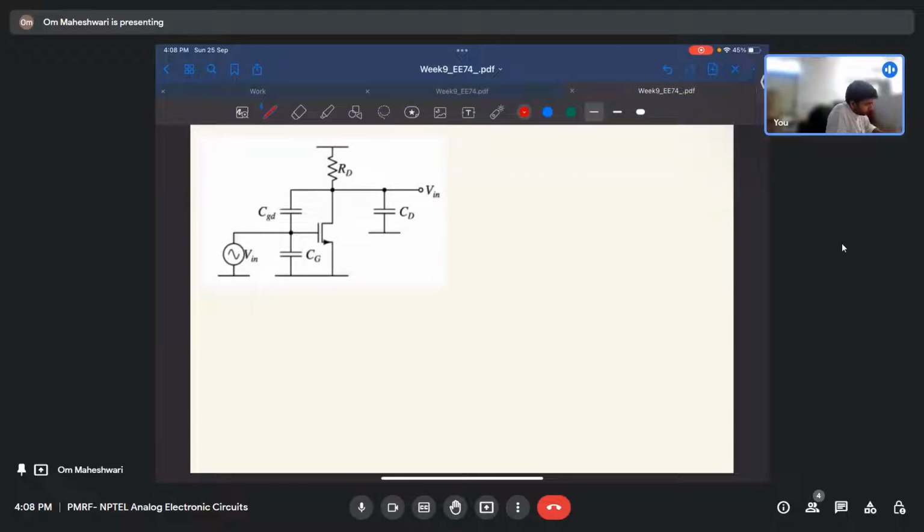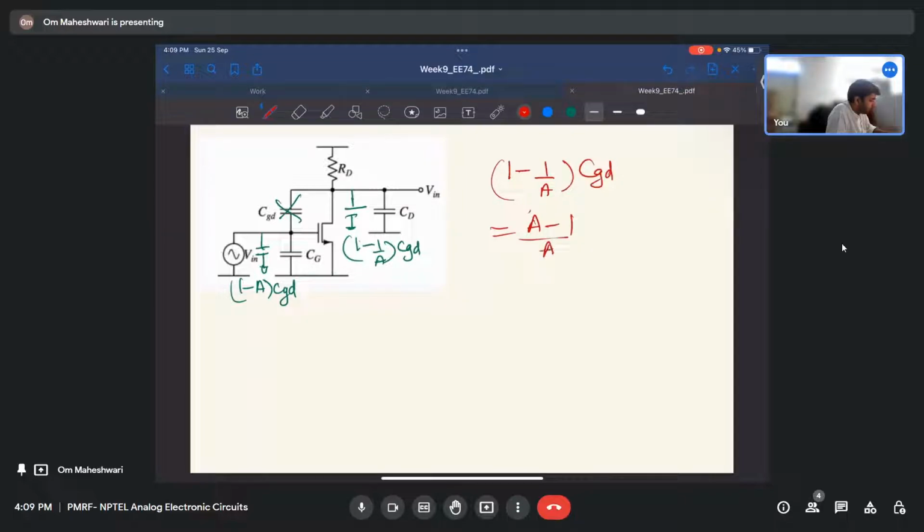Okay, so we know this CGD can be reflected here, as we are concerned with this node, right? So it will be 1 minus 1 by a times CGD, and here it comes as 1 minus a times CGD if we shift it here and there. We are only concerned with this part. So 1 minus 1 by a times CGD equals a minus 1 by a times CGD, you can assume it to be a by a only. So a by a times CGD is simply CGD.